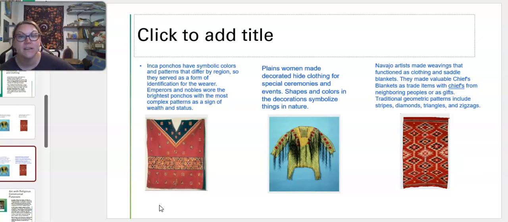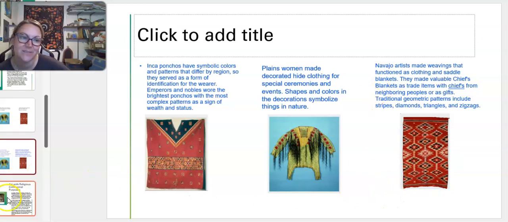Plains women made decorated hide clothing for special ceremonies and events. Shapes and colors in the decorations symbolize things in nature. Navajo artists made weavings that functioned as clothing and saddle blankets. They made valuable chiefs' blankets as trade items with chiefs from neighboring peoples or as gifts. Traditional geometric patterns include stripes, diamonds, triangles, and zigzags.